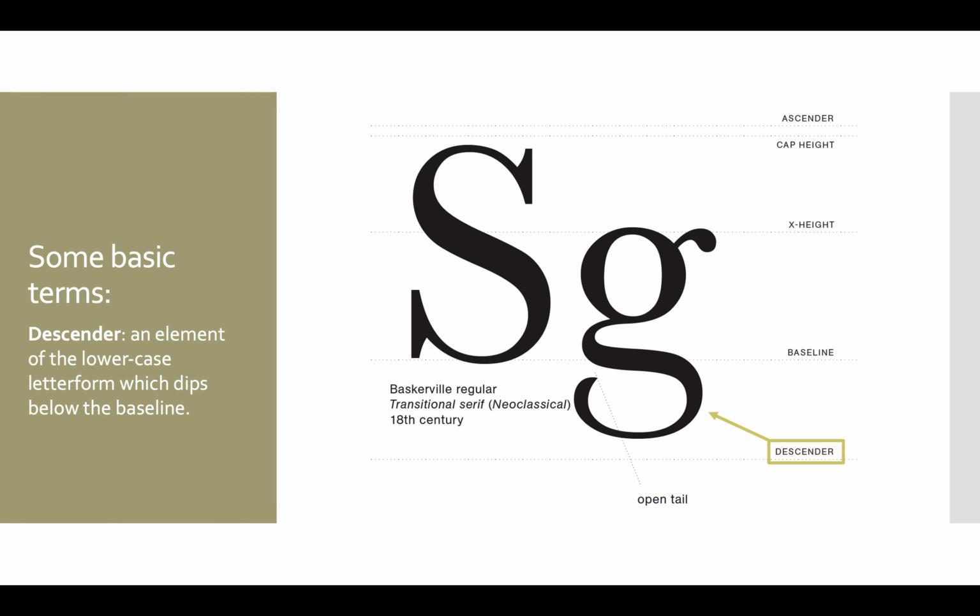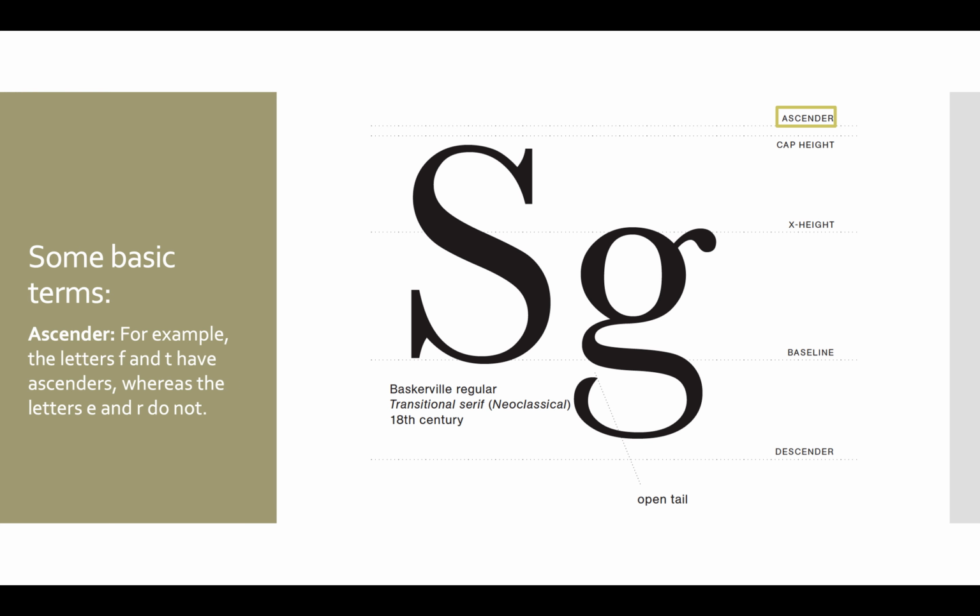Is it blocky? Is it smooth? Again, using various descriptive terms can help us think about how the different letter forms communicate differently. And so here the G is the descender. Now an ascender is what comes above the X height. So we'll talk about the X height being the equivalent of the baseline but for the top.